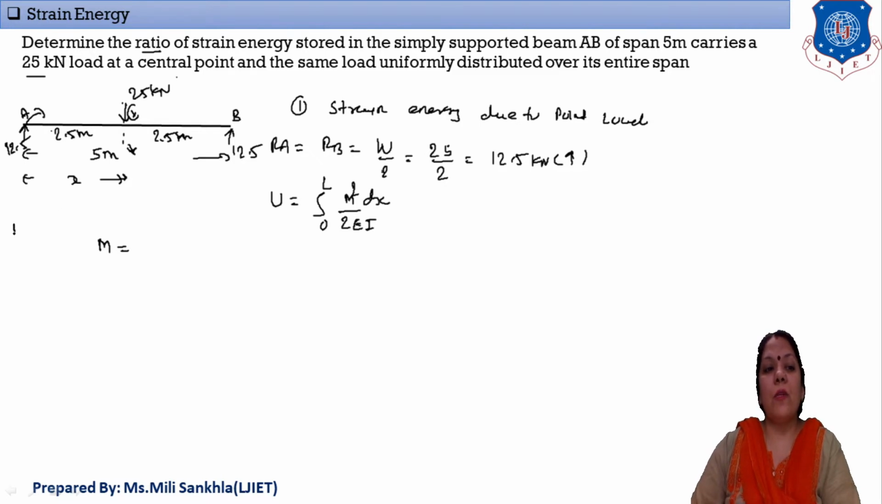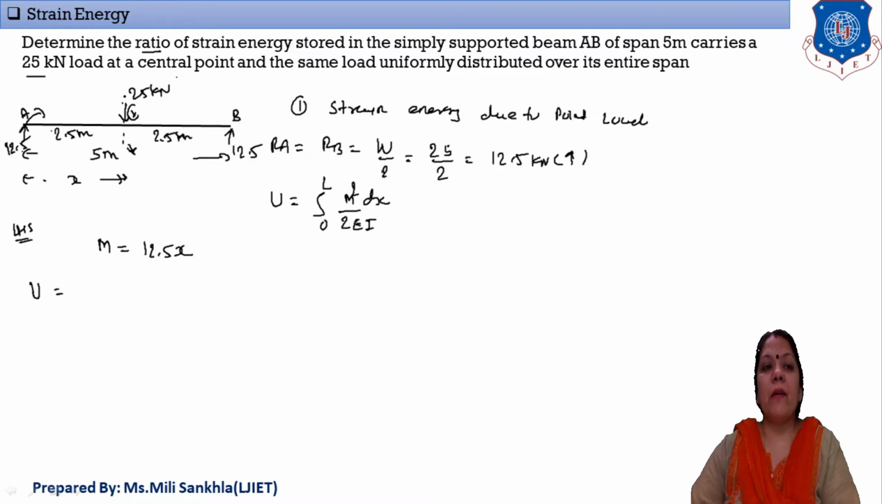This support reaction from the left-hand side rotates in clockwise direction. This equation we made from the left-hand side, where clockwise moment is positive. Support reaction is 12.5 into distance x, so the equation of moment is equal to 12.5 into x. From the right-hand side it is anticlockwise, and right-hand side anticlockwise is also positive. Both sides' equations are the same. Now we put the values in U.